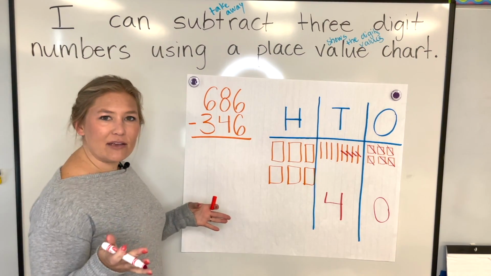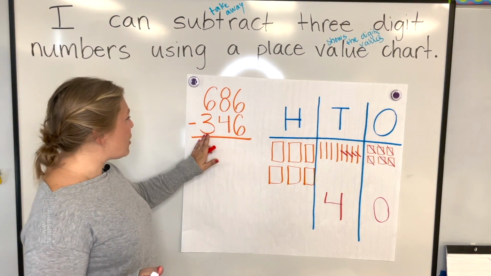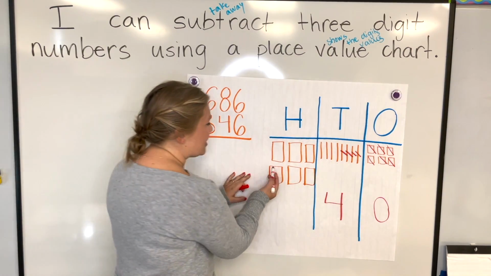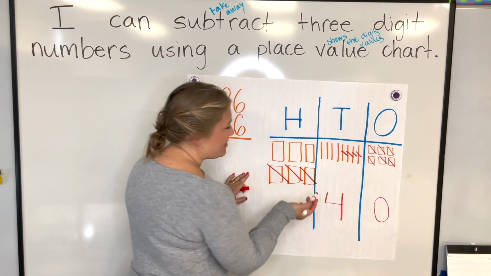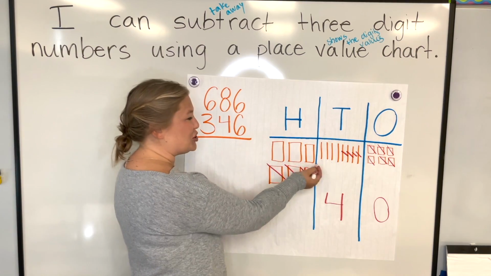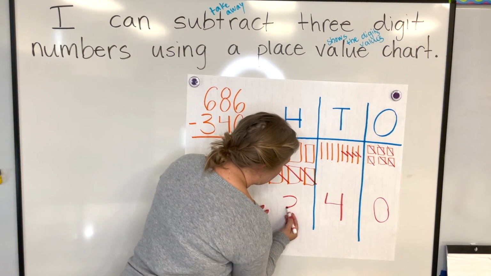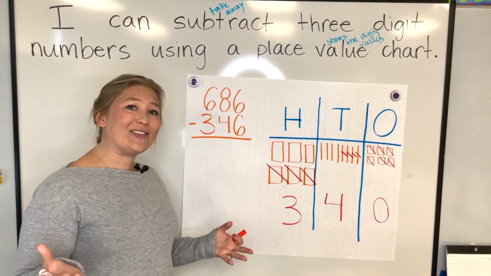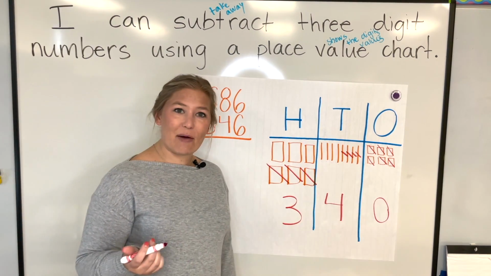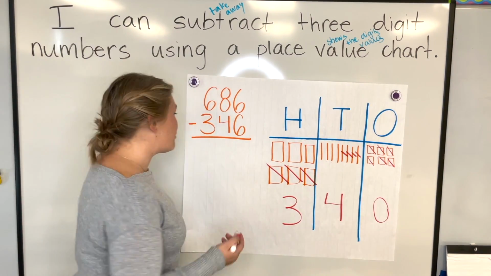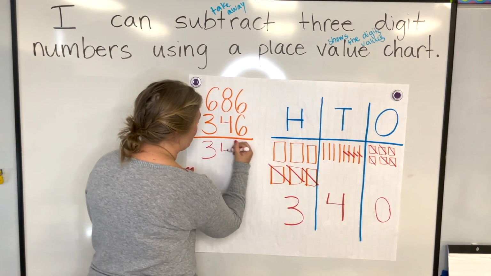And then last but not least, we have our hundreds column. Come back to our problem. I see there's a 3. Cross out 3. And I have 1, 2, 3 left. So what's my answer? Can anyone read this number? 340.